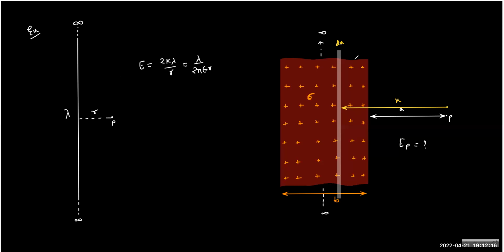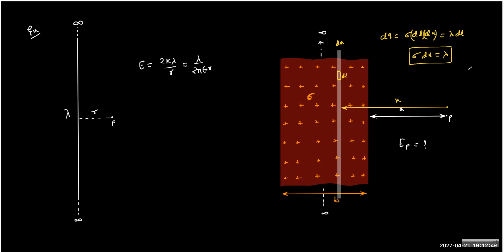See, first of all, to understand the sigma and the lambda relation, we just take a patch like this of any length. Let's call it dl. So the charge on the patch will be how much? Sigma dl dx, right? That's sigma into area. And in terms of lambda, we can write lambda dl only. So if you compare, sigma into dx is lambda.